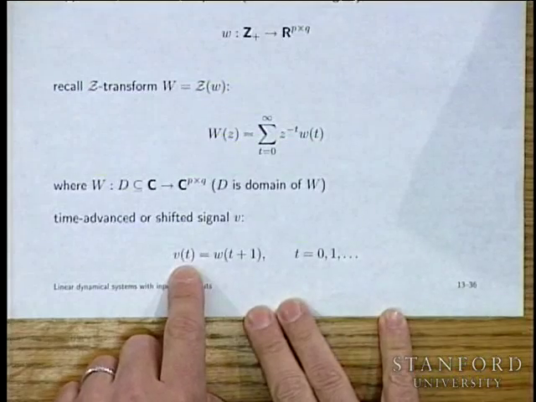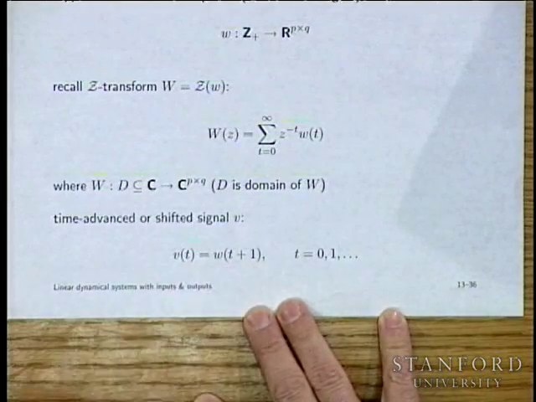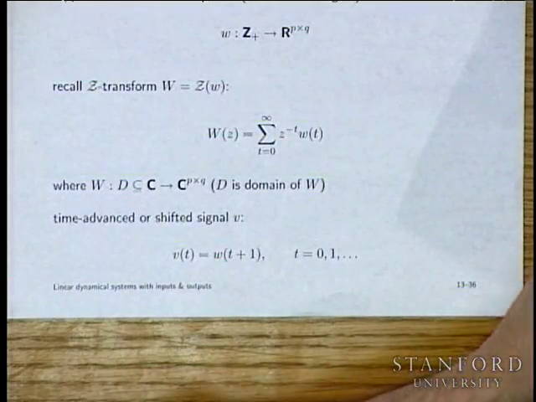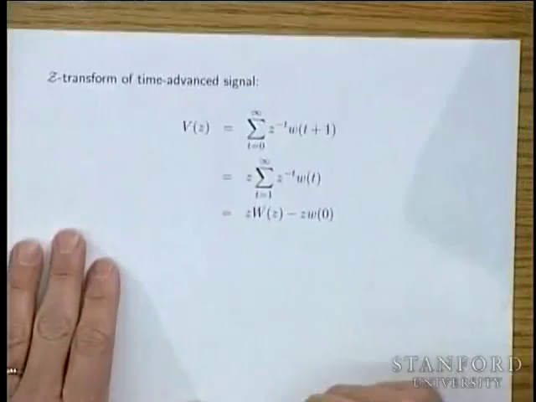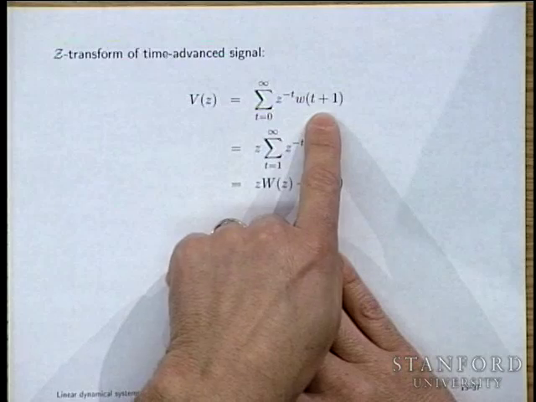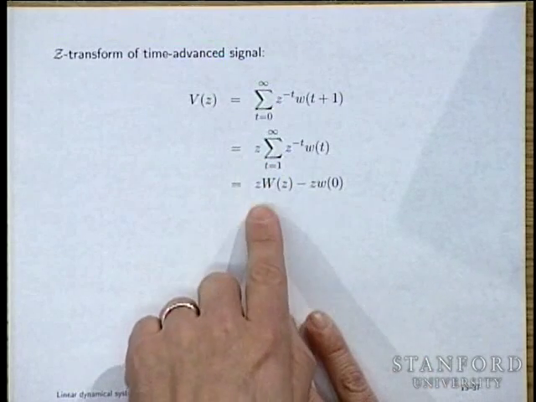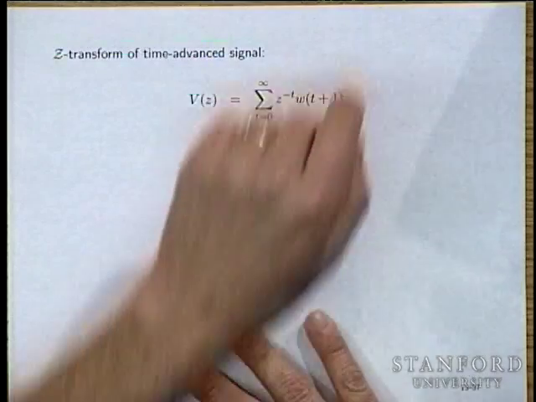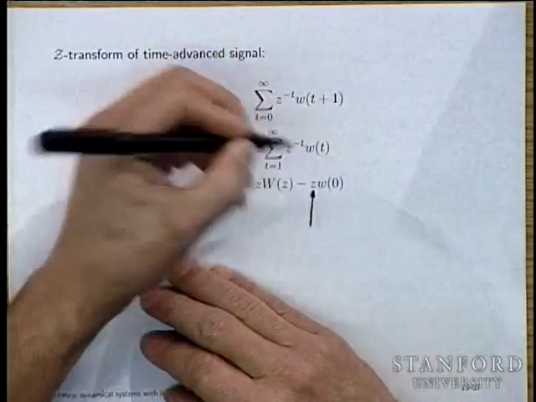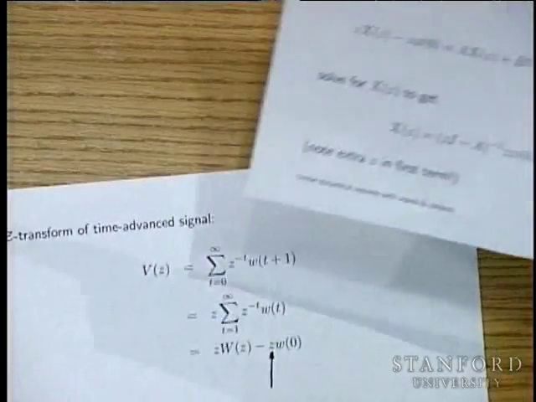Now, if you define a new signal which is time advanced like this, so it's the same as another signal, but it's what the signal will be one sample later, if you work out what the z transform is, it's like baby algebra. You multiply this out. I'm going to change t to t bar, t plus 1, and write it this way, where the z comes out. And then you can write that as z W(z) minus z w(0). It looks like the derivative formula for the Laplace transform. That's the only difference, the z. But otherwise, it doesn't matter.